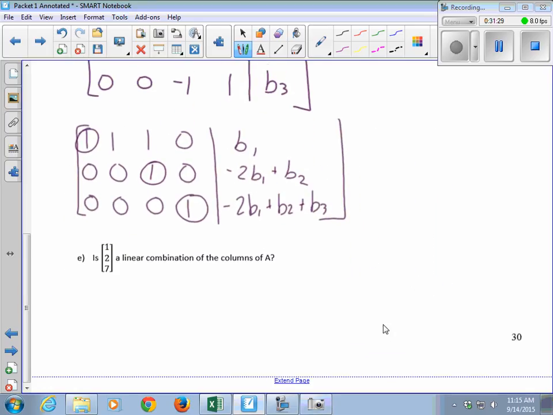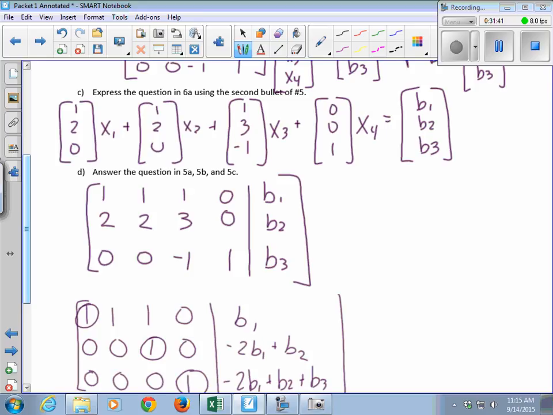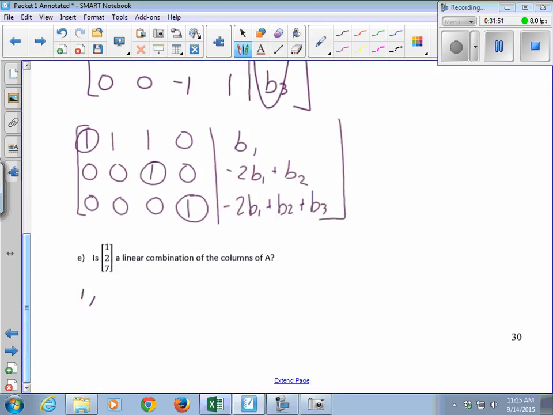All right, so my question is, is 1, 2, 7 a linear combination of the columns of A? Yes, because I can make any B1, B2, B3 from the columns of A based on what I did here. No matter what I choose for those 3 numbers, the system is consistent. So the answer to this is yes. I don't have to do any more work, right? Unless I asked, what are the weights, right?